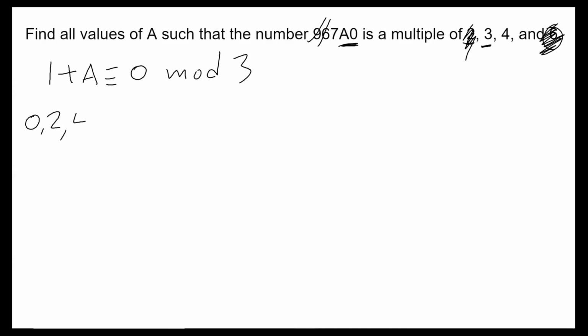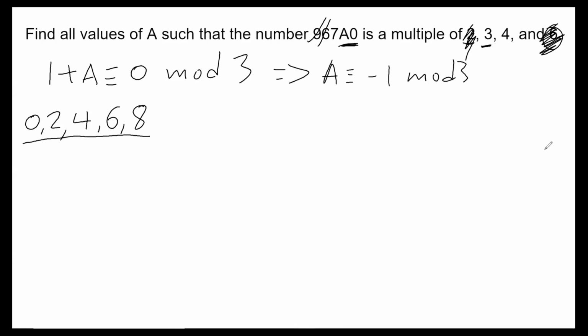If a is 4, 6, or 8, then a0 is a multiple of 4. And since this gives us that a has to be congruent to negative 1 mod 3, which number in this list is 1 less than a multiple of 3? Well, 2 is, and 8 is. And those are our answers.